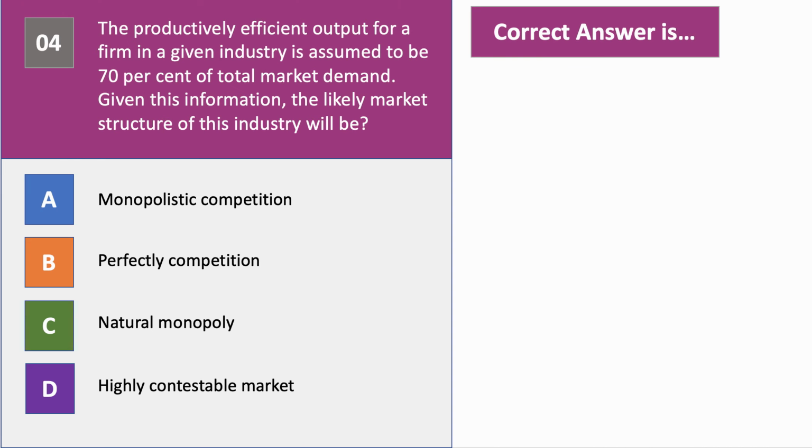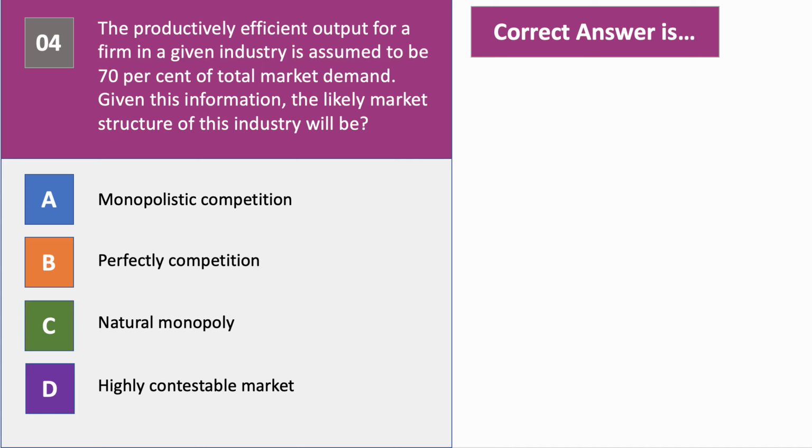Two more questions. The productively efficient output for a firm in a given industry is assumed to be 70% of total market demand. Given this information, what's the likely market structure of this industry? Have a go.